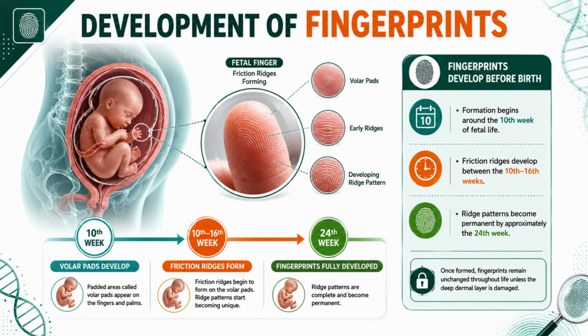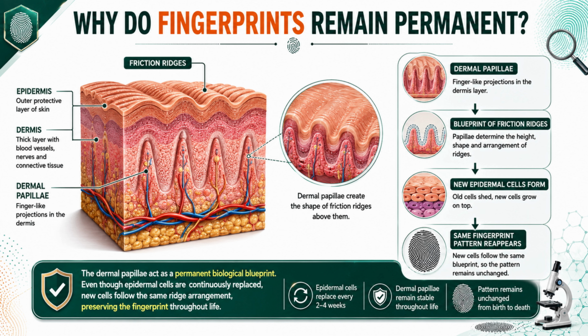Between approximately the 10th and 16th weeks of gestation, these ridges continue to develop and organize into arches, loops, or whorls. By around the 24th week of pregnancy, the friction ridge skin is fully formed. From this point onwards, the overall arrangement of ridges does not change. The baby carries the same fingerprint pattern from the womb into childhood, adulthood, and old age. This is why a fingerprint taken from a child can still be matched many years later when that individual becomes an adult. Now comes the next important question.